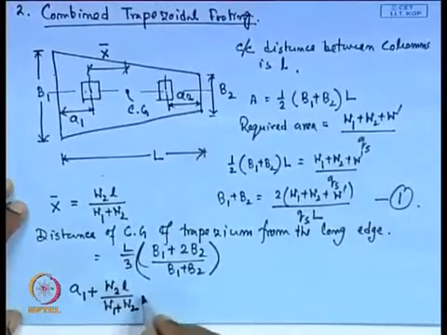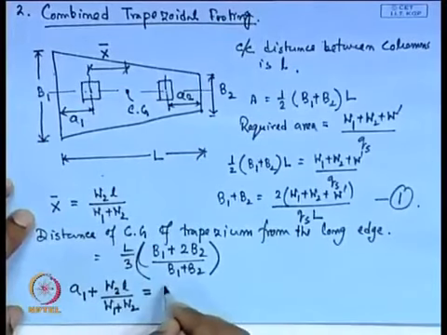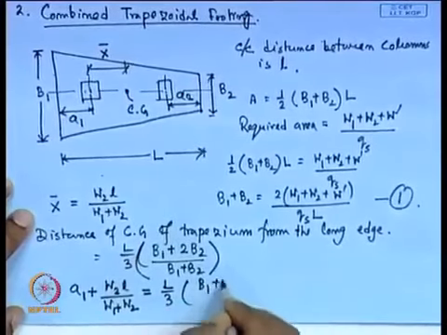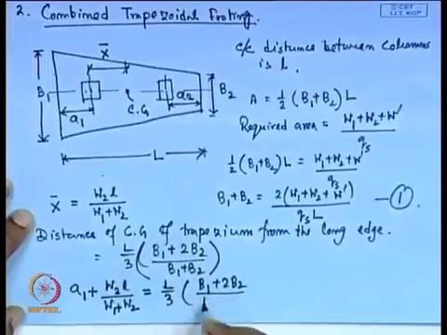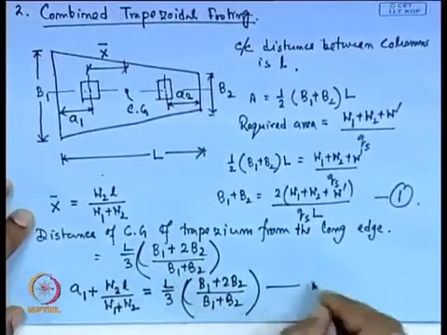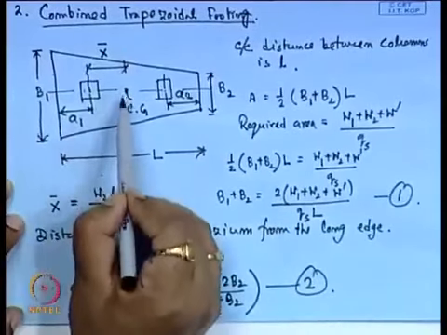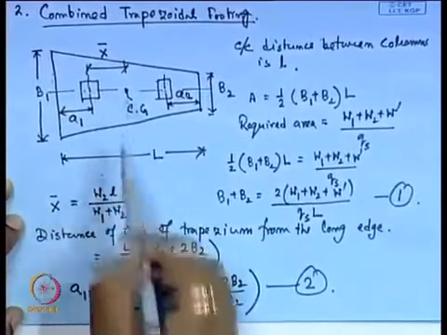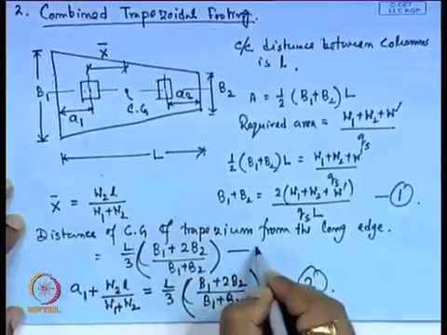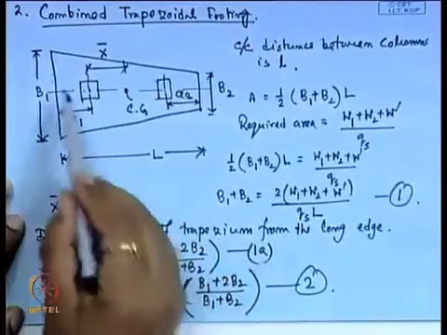So, W 1 plus this x bar, that is equal to this distance, L by 3 times (B 1 plus 2 B 2) divided by (B 1 plus B 2). So, this is another expression, say expression number 2, because here the distance from this C G from the long edge is given by this expression, or we can write this as expression number 1 A. So, this expression number 1 A is given by this value.